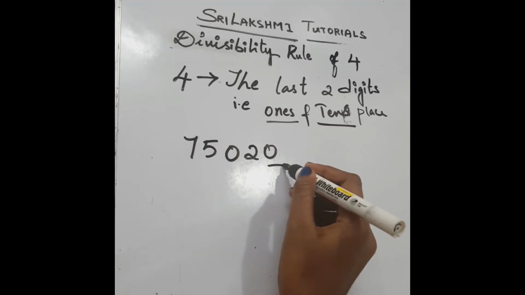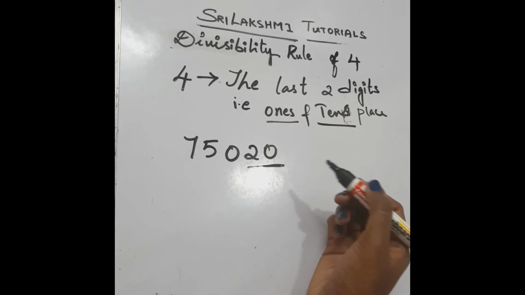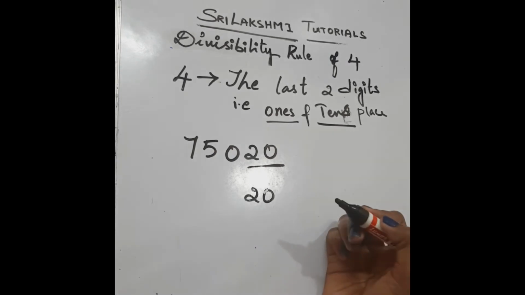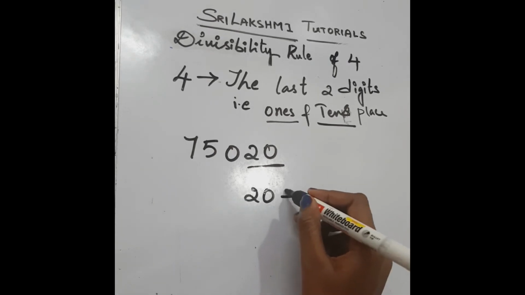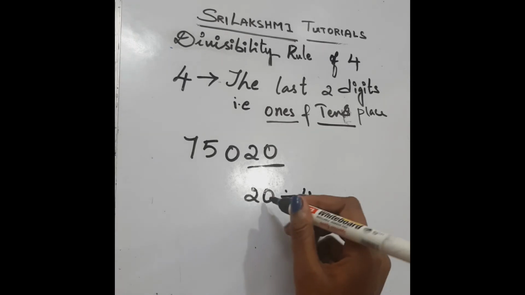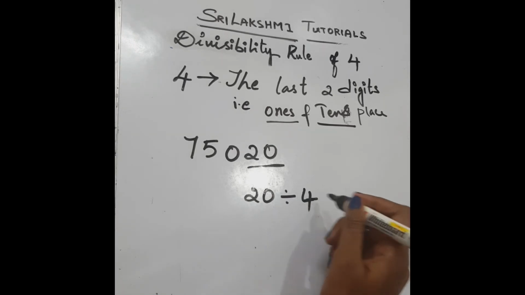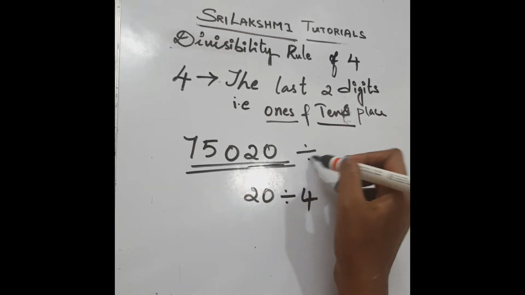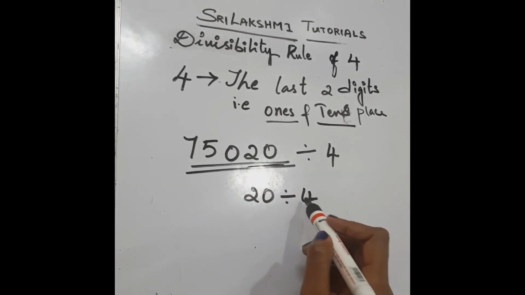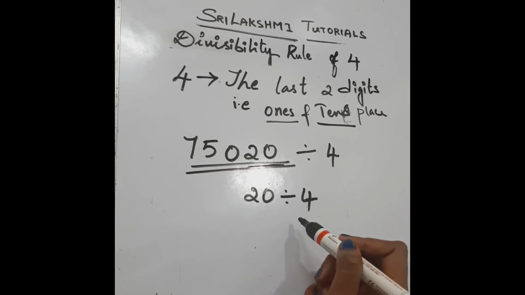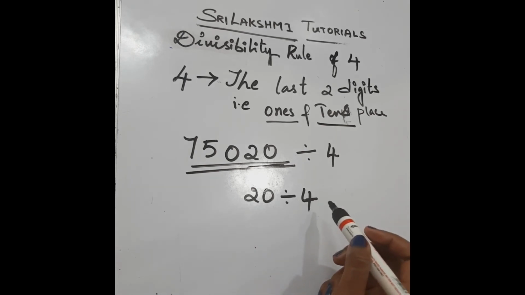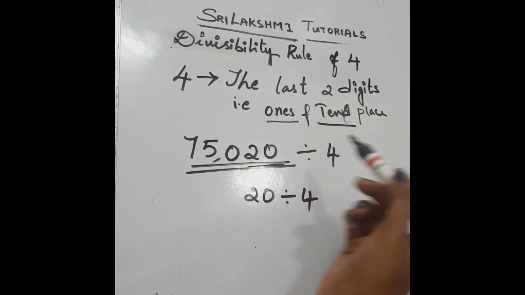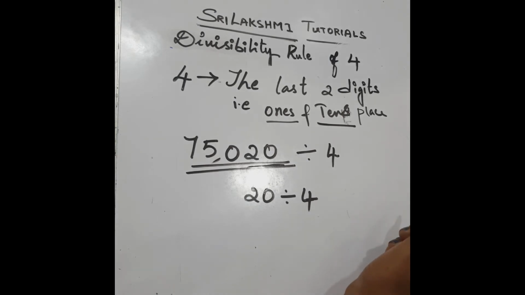Then the given number also will be divisible by 4. Now what is in the ones place? 0. What is in the tens place? 2. So the last two digits form 20. Is 20 divisible by 4 or not? Yes, it is divisible by 4 exactly. So the given number is also divisible by 4. In 20, how many 4s? 4 fives are 20. So the given number 75,020 is also divisible by 4.